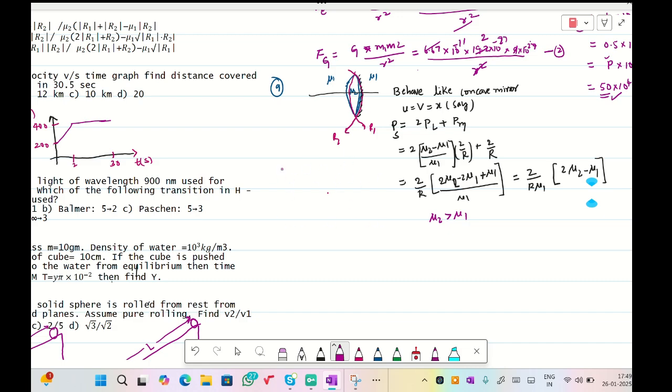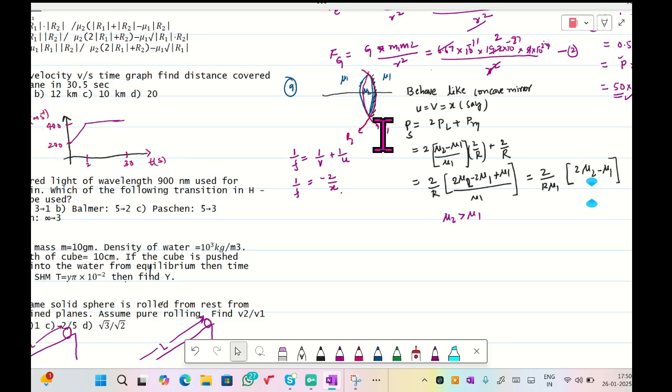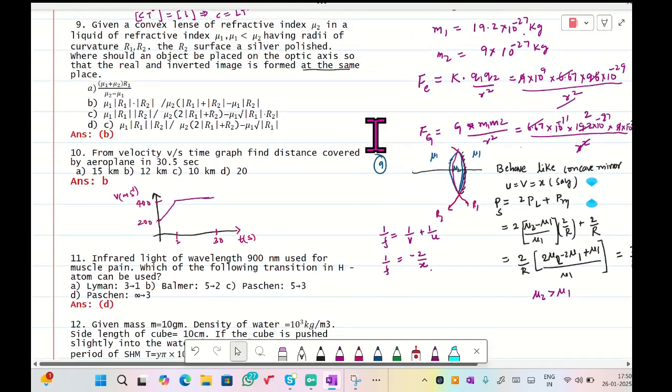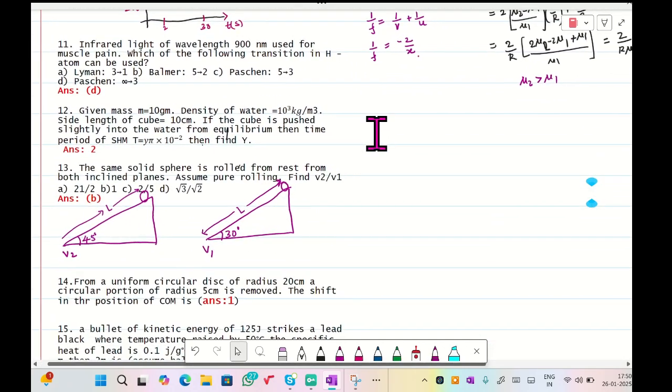Mirror formula means the concave mirror formula: 1 by f is equal to 1 by v plus 1 by u. So v and u are on the same side, and taking the minus sign, minus 2 by x is equal to 1 by f. So f should be minus only, therefore 2 by x. They are asking to find the x value, only the x value at the same place. Therefore x equals how much?